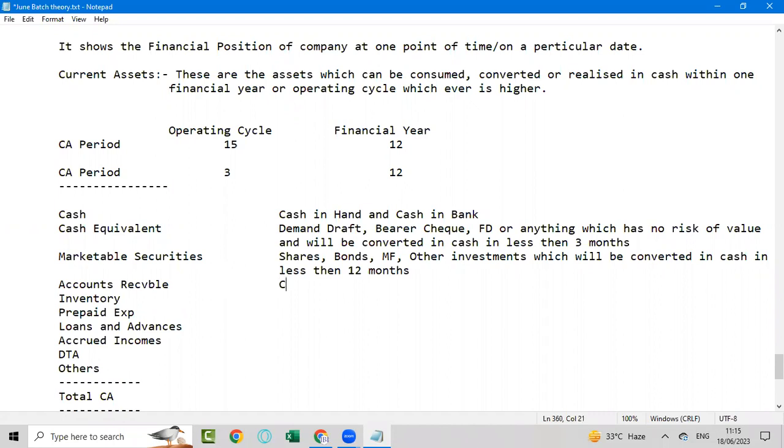Accounts receivable. This is your credit sales. When you sell something on credit, it is recorded as accounts receivable. Like you sold for 1200 and received 1000 in cash, so 200 is still receivable. So that 200 will come here, right? 1200 was your sales, cash received 1000, so 200 is your accounts receivable, that is AR.